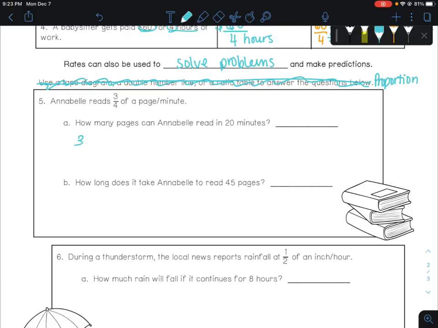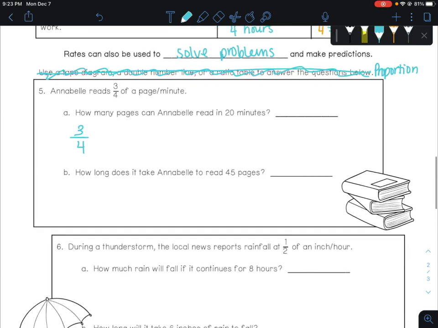So her rate is 3/4 of a page per minute. So we can actually just use the rate 3 over 4, okay? And this means that in 3 pages, she reads that in 4 minutes, okay? So the problem is that we don't want 4 minutes, we want 20 minutes. So I'm going to go ahead and I'm going to multiply both parts of this fraction by 5 so that I can turn this into a 20 minutes. Okay, now do 3 times 5, that's 15 pages.